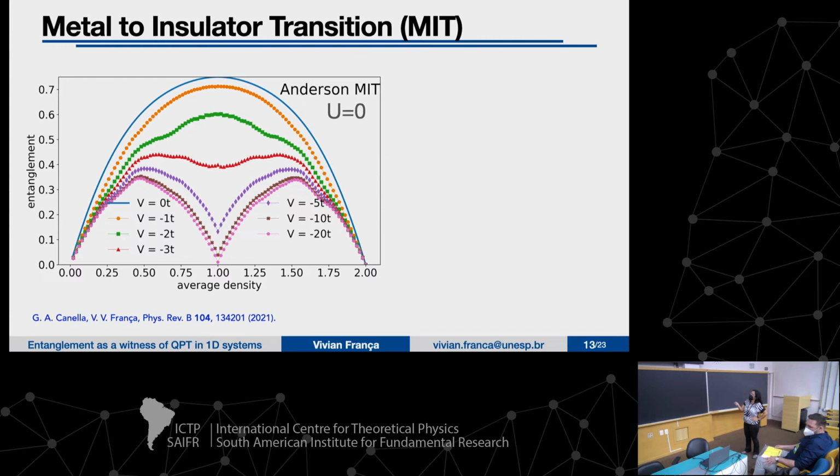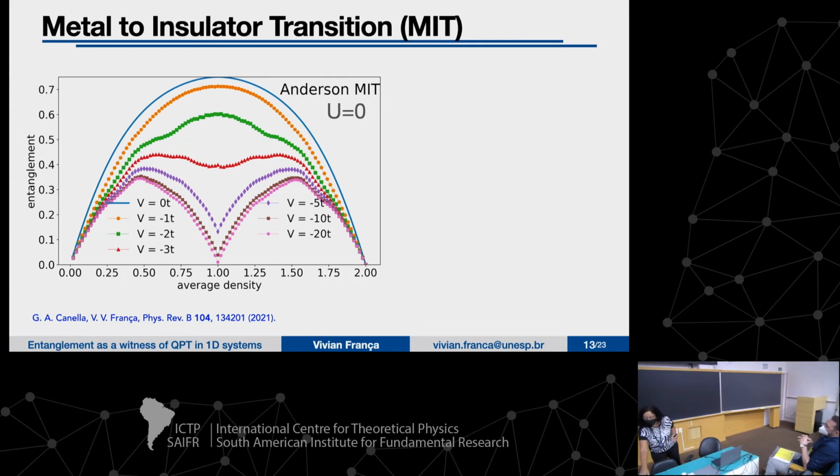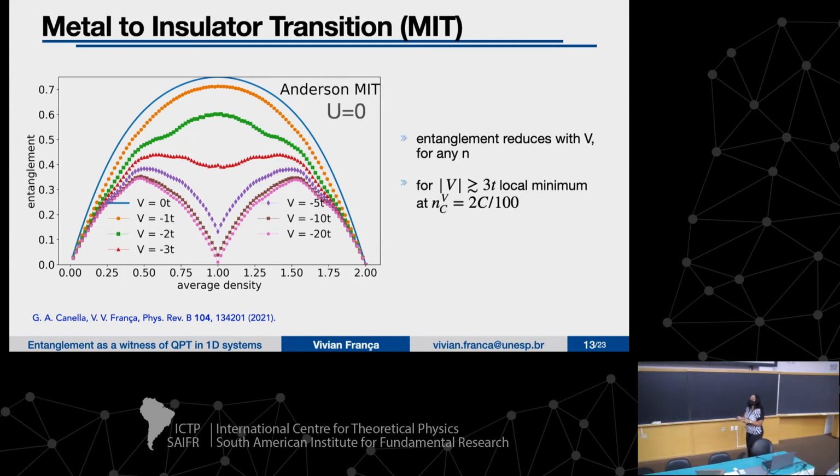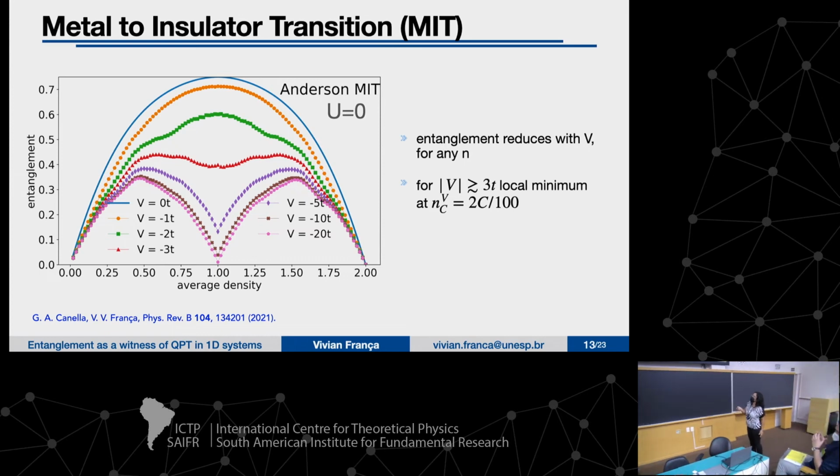The point here is that as soon as I turn on the disorder strength, even a very small one, we see a decrease in entanglement, comparing the blue to the orange. This decrease occurs for any density. But a minimum starts to appear here only for certain values or intensities of the disorder potential. That happens more or less here: for v equal to -3, something starts to appear, and then you see it further.